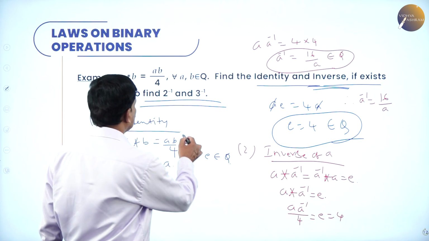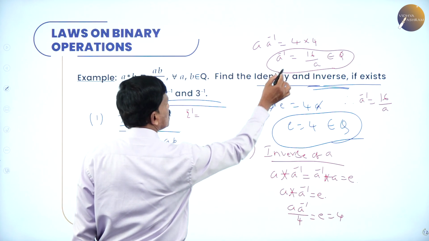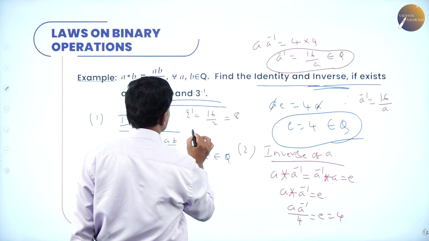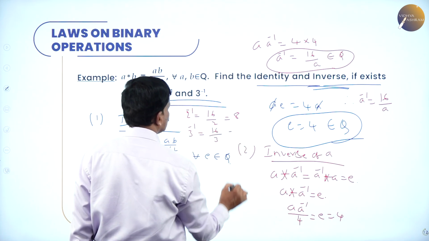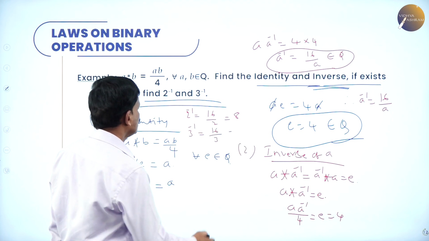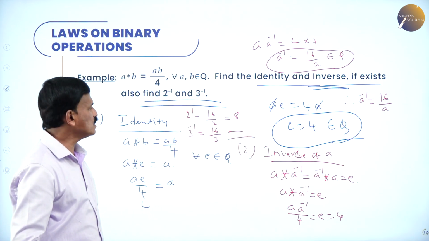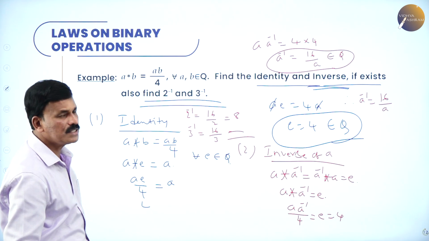Further, what is required is to find 2 inverse. Inverse of 2. What is A inverse? It is 16 by A, so 2 inverse is equal to 16 by 2, which is 8. 3 inverse is equal to 16 by 3. So these are the inverses. The inverse of 2 is 16 by 2, which is 8. The inverse of 3 is 16 divided by 3.